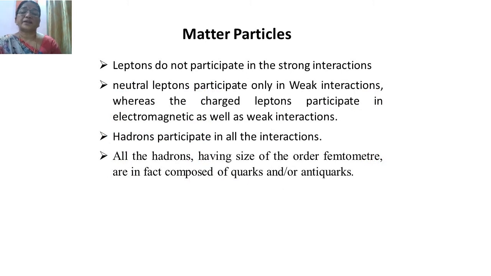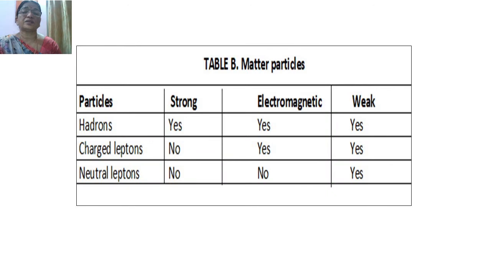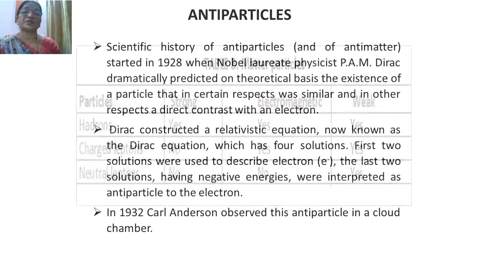Now, matter particles. Leptons do not participate in the strong interactions. Neutral leptons participate only in weak interactions, whereas the charged leptons participate in electromagnetic as well as in the weak interactions. And it is observed that hadrons participate in all kinds of interactions, and all the hadrons having size of the order of femtometer are in fact composed of quarks and antiquarks. So these are the properties of the hadrons, charged leptons and neutral leptons.